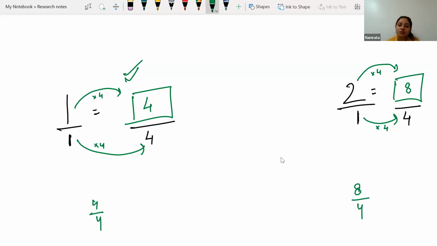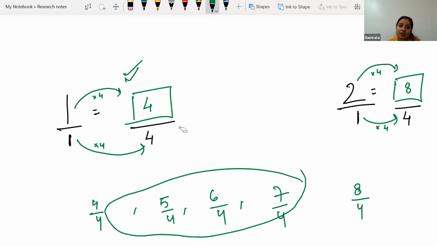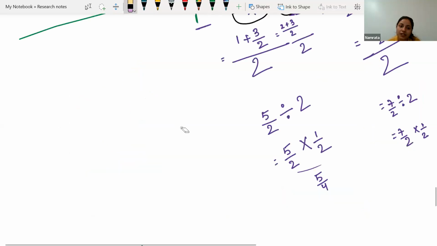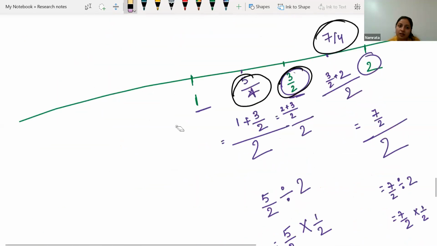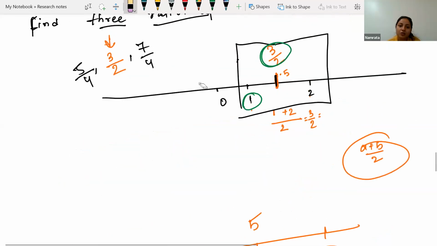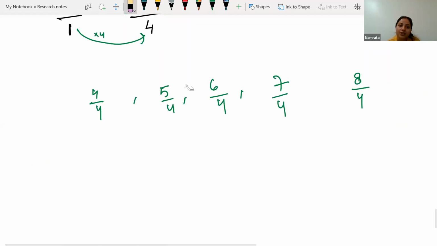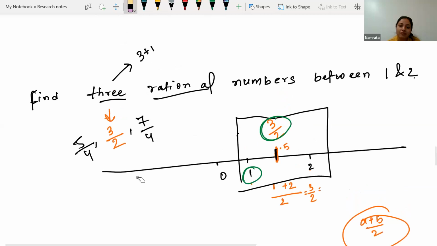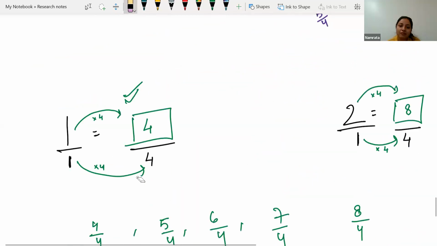In between these two fractions, we need three fractions. We can say the three fractions will be 5 by 4, 6 by 4, 7 by 4. Can you see we got three fractions easily? 5 by 4, 6 by 4, and 7 by 4. I said to you that if our previous answer and this answer are different, that is completely fine. Here we are having 7 by 4, and here also we are having 7 by 4. There we are having 5 by 4, here also we are having 5 by 4.